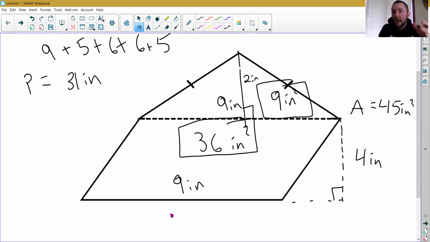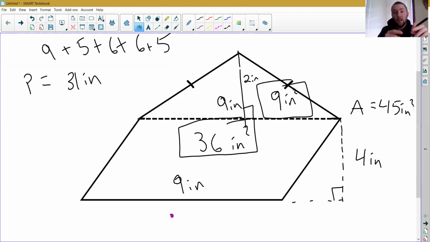Okay, so when you're finding area of a composite figure, you need to split it up into shapes that you know the area of and hope that you have the relevant pieces of information that you need then to find the values or the areas of each of those pieces, sum them up together, and you've got the area of the whole thing, okay?